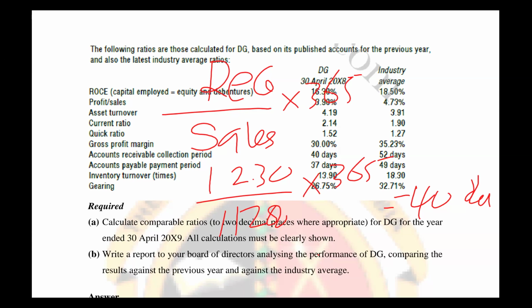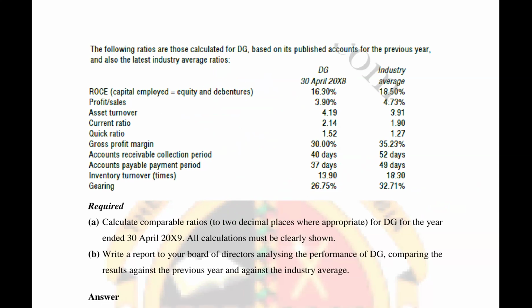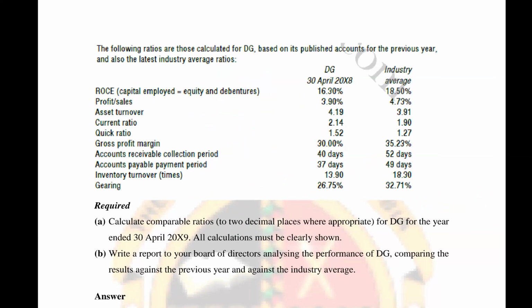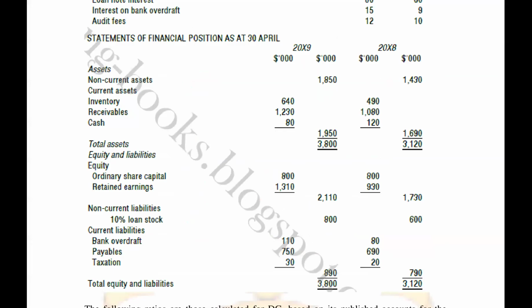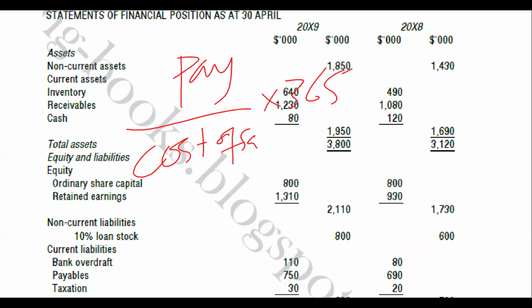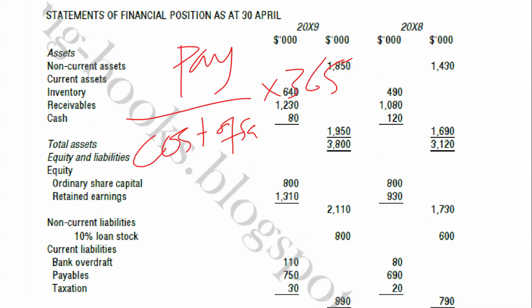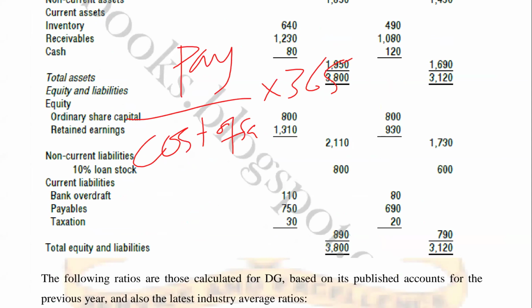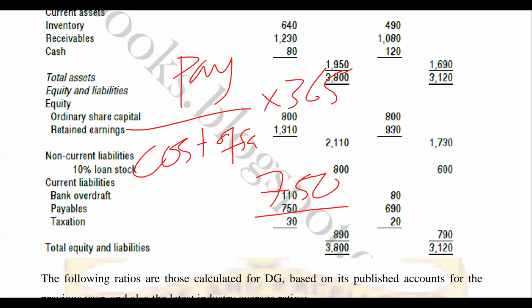Yes, sir. Debt collection period or accounts receivables collection period. We go on to the payables payment period. This one is basically payables divided by cost of sales, multiplied by 365 days. Our payables, 750, divided by the cost of sales.